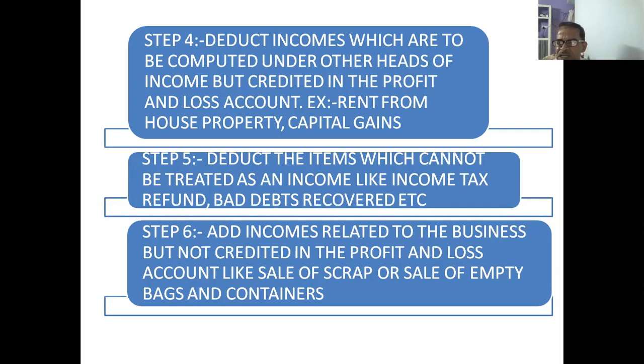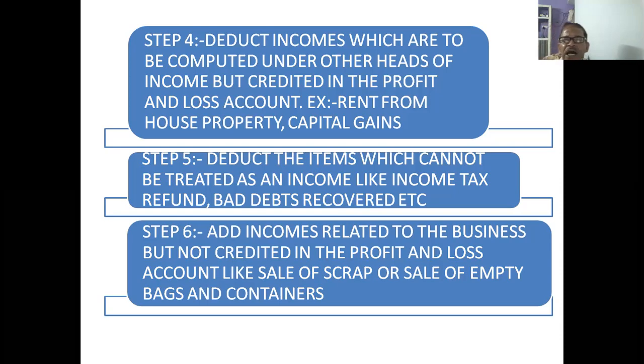That means step 4 is to deduct those incomes which are computed under other heads of income. If it is income under other heads, we cannot take it under the business head. You have to deduct step 4, you have to minus it.